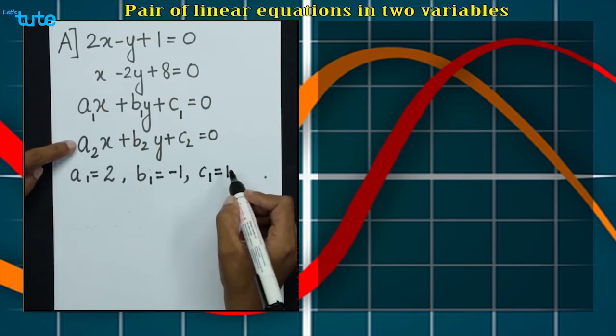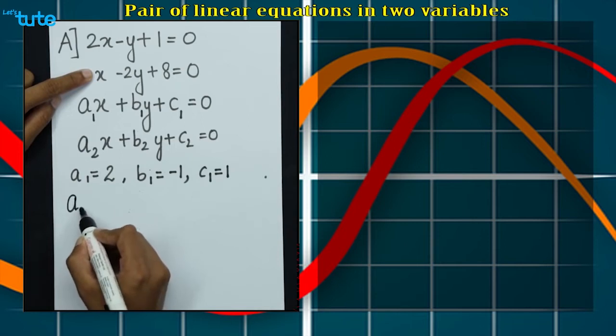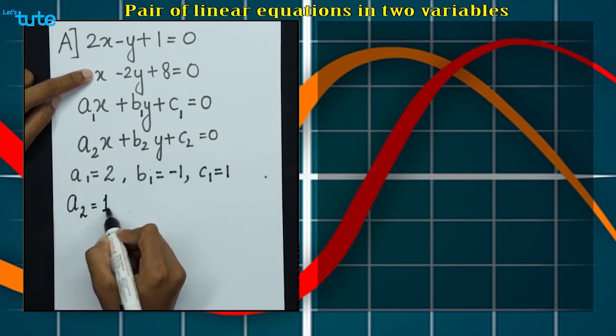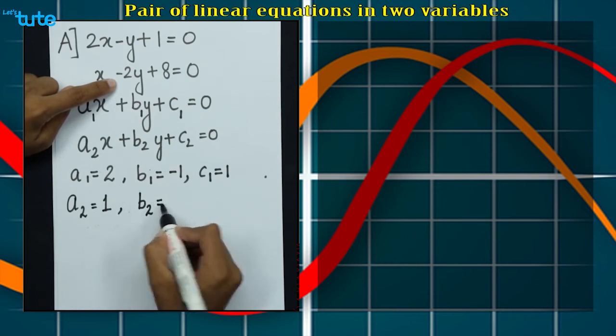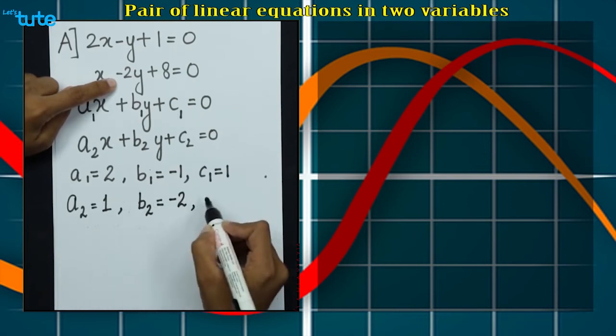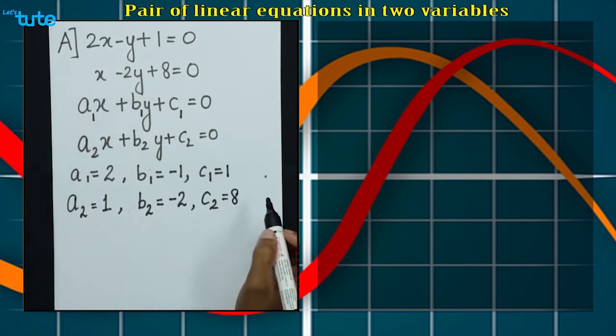Let us look at the second equation. The second equation, the coefficient with x, a2, is 1, b2, that is the coefficient of y, is minus 2, and c2, the constant, is equal to 8.